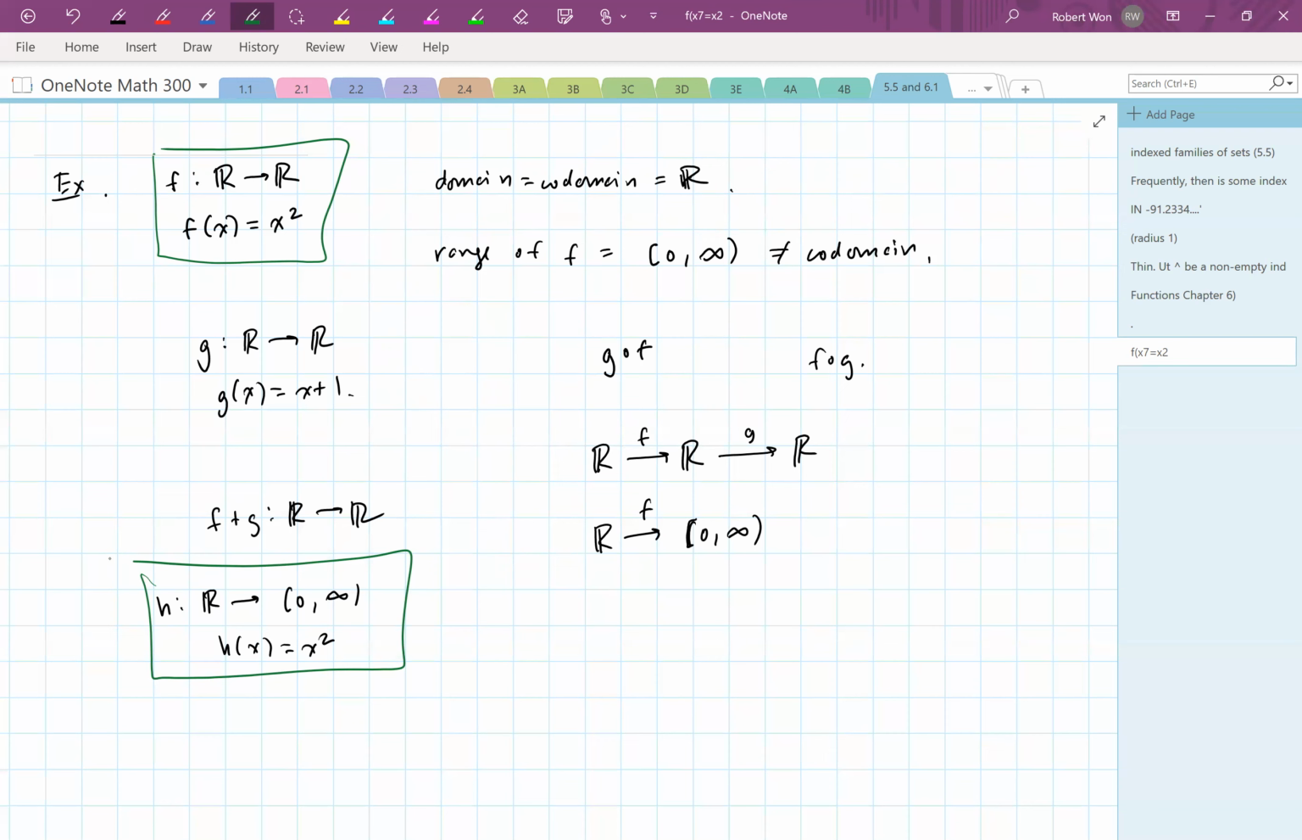Okay, similarly, I could define a different function. Yet again, let's call it L from the integers to the integers, defined by L of x equals x squared. What does this function do? It takes every integer and it squares it. These are all different functions. They have the same sort of rule, but because they have different domains and codomains, they are different. And you even sort of think about these functions differently. You do different things with these functions.